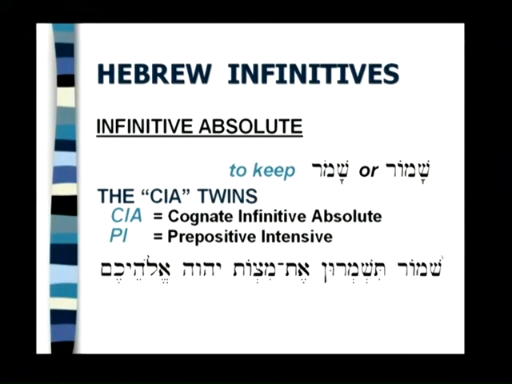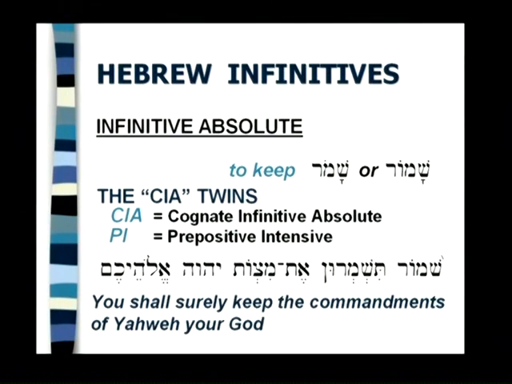Shamor tishmerun. Notice they're both from shamar, Qal, infinitive absolute. Tishmerun is the Qal imperfect. They're both from shamar. That makes them cognate. They're from the same root. The shamor, infinitive absolute, precedes tishmerun, the imperfect. Et mitzvot Yahweh Eloheichem. And this is, you shall surely keep the commandments of Yahweh your God. The same form is found in you will certainly die. You will surely die. Mot tamut in Genesis chapter 2.